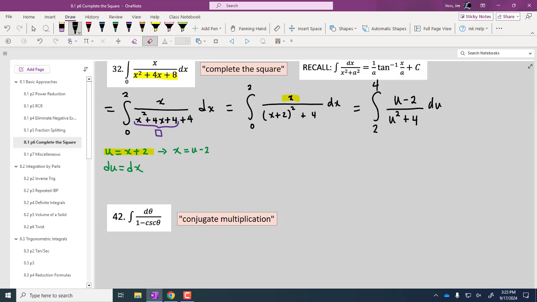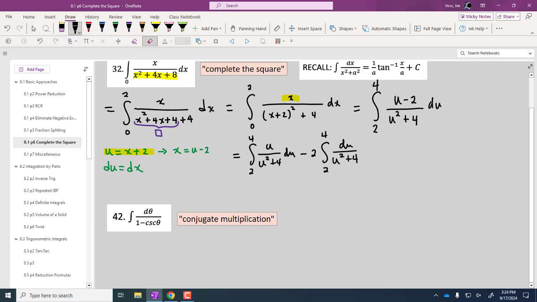And now what strategy do we use? Long division? Not long division because the power in the bottom is big now. Oh, yeah. So long division is always when it's top heavy, and the denominator will divide into it. So no long division. We have used this technique today already. Split the fraction. So if we split the fraction, we're going to have the integral from 2 to 4 of u over u squared plus 4 du minus 2 times the integral from 2 to 4 of du over u squared plus 4. So split the fraction, factor out the negative 2.